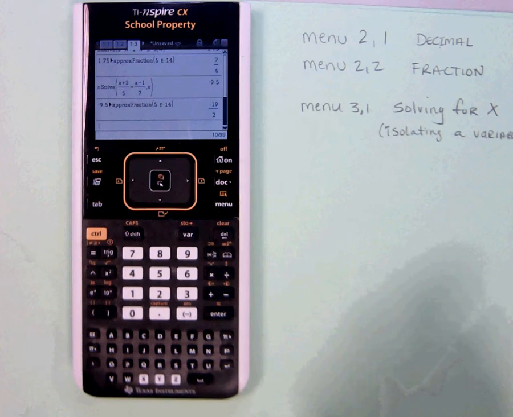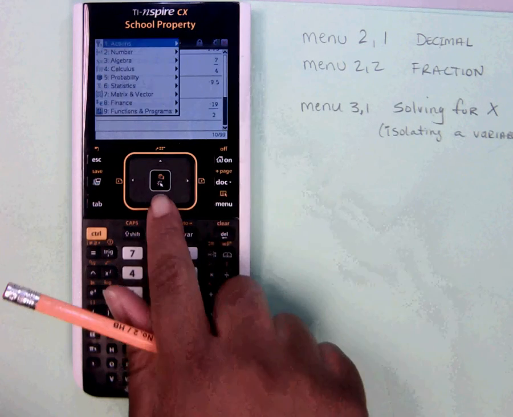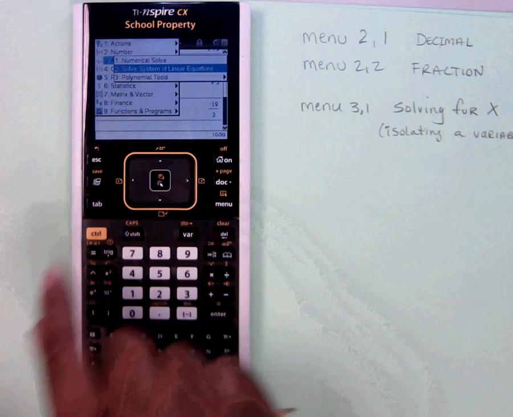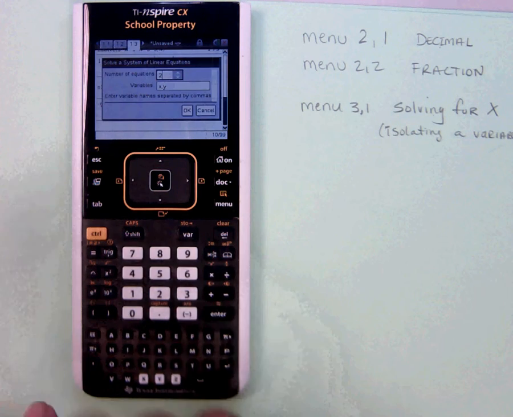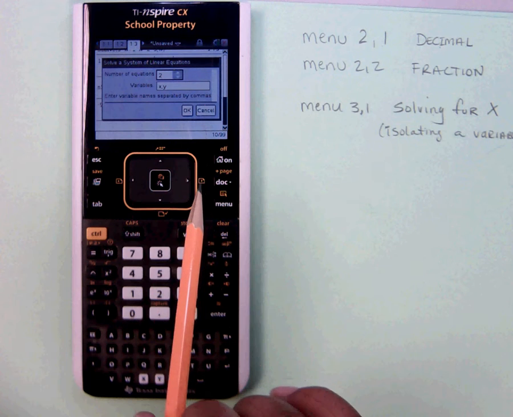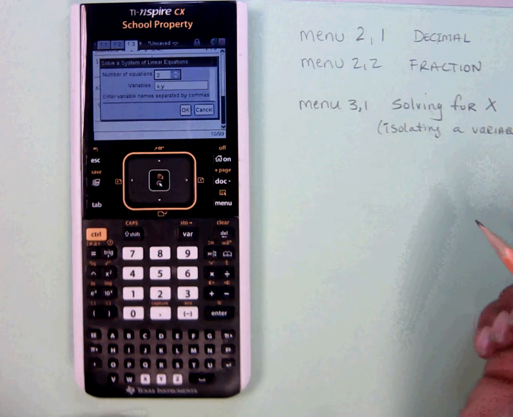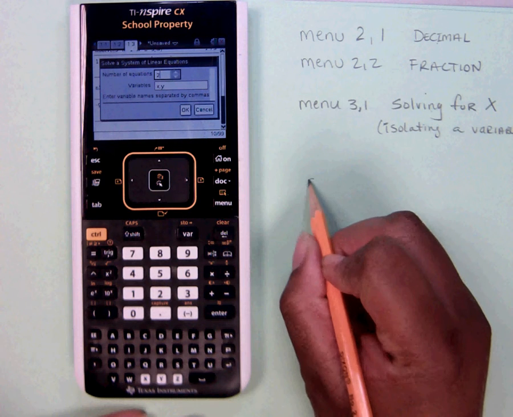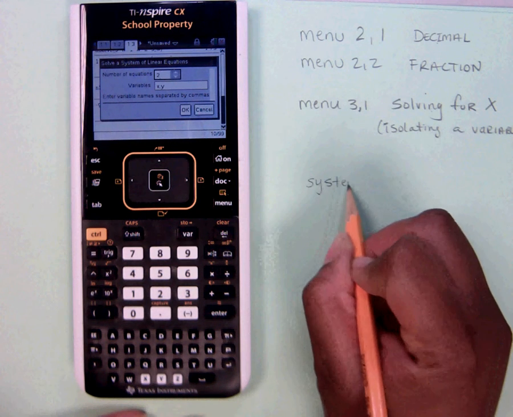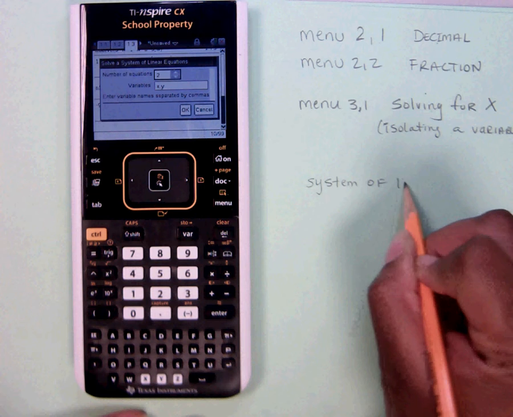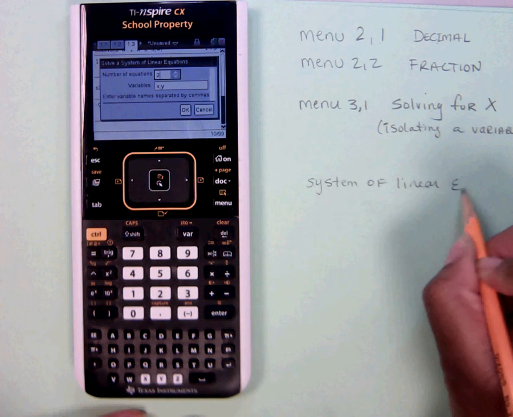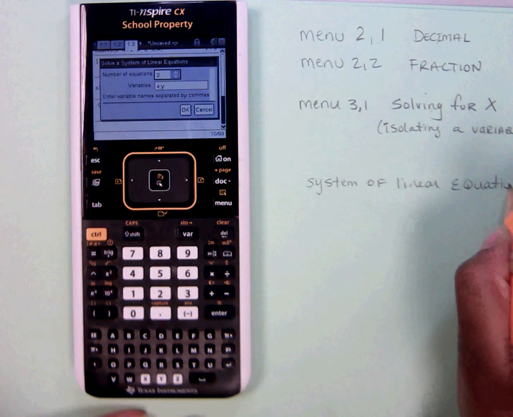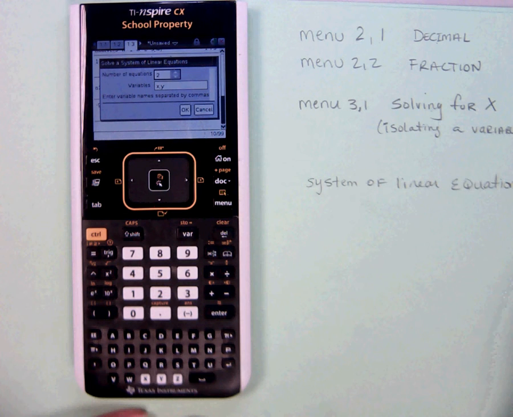Continuing on with the calculator tricks, menu 3, and then we go to 2. Remember, menu 3.2 will allow you to do systems. So, what is a system? We really refer to it as a system of linear equations. And it's just two equations that make a line.